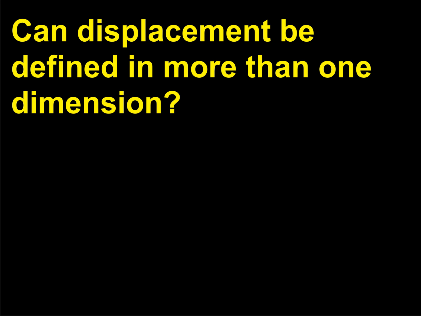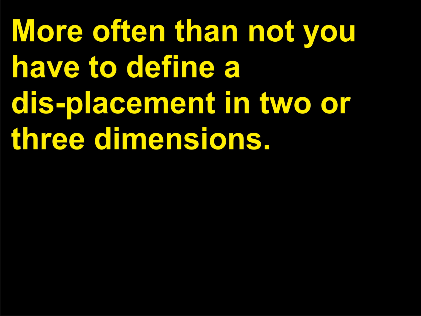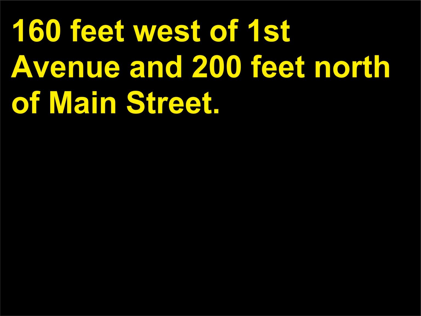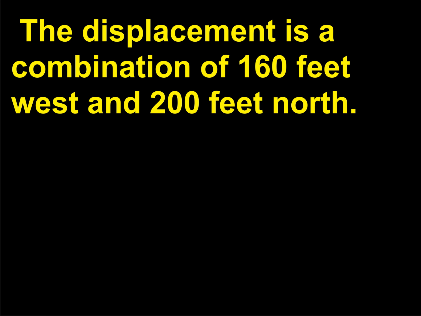Can displacement be defined in more than one dimension? More often than not, you have to define a displacement in 2 or 3 dimensions. As an example, suppose you want to locate a house that is 160 feet west of 1st Avenue and 200 feet north of Main Street. The displacement is a combination of 160 feet west and 200 feet north.